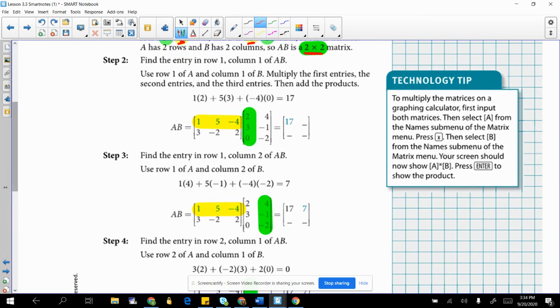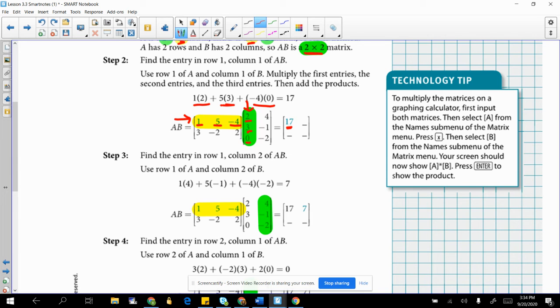Now to find the entry in row 1, column 1, you need to take row 1 from matrix A and column 1 from matrix B and multiply those numbers together and add them. So that's what they did here. 1 times 2, plus 5 times 3, plus negative 4 times 0. And they got 17, and so they put that in that first spot.